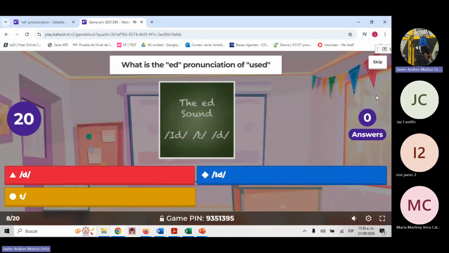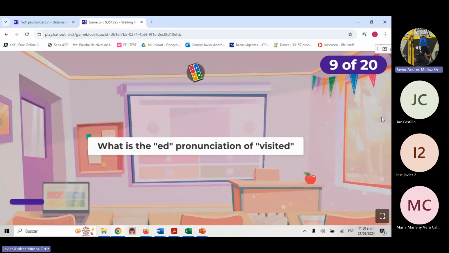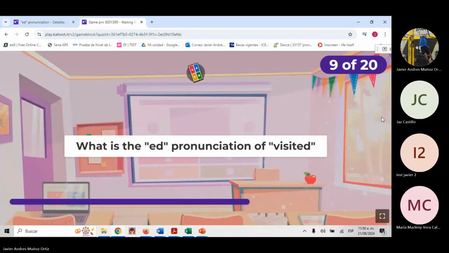Use. En este caso, hay un error de plataforma porque sí, efectivamente es used. Este sí es error de plataforma. Este sí me disculpo yo porque efectivamente es error del juego porque sí es used. Ahí sí lo hizo bien. Visit. Visit.